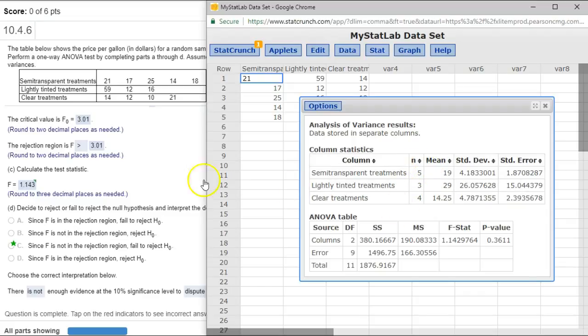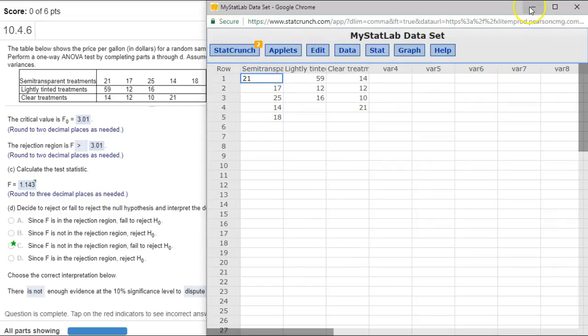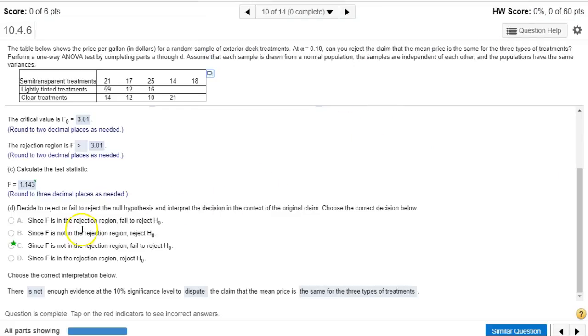That's really all the information we need from here. So let's just close this down. We want to see if the test statistic is in the critical region. As we can see, it's not, because only something larger than 3.01 would be in the critical region. So it's less. So it's not in the critical region, and so therefore we fail to reject H naught. That's always the conclusion if it's not in the critical region.